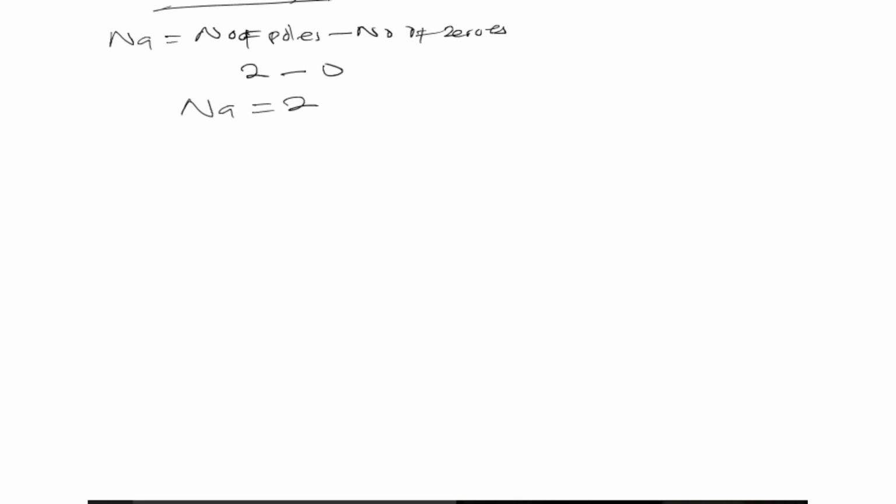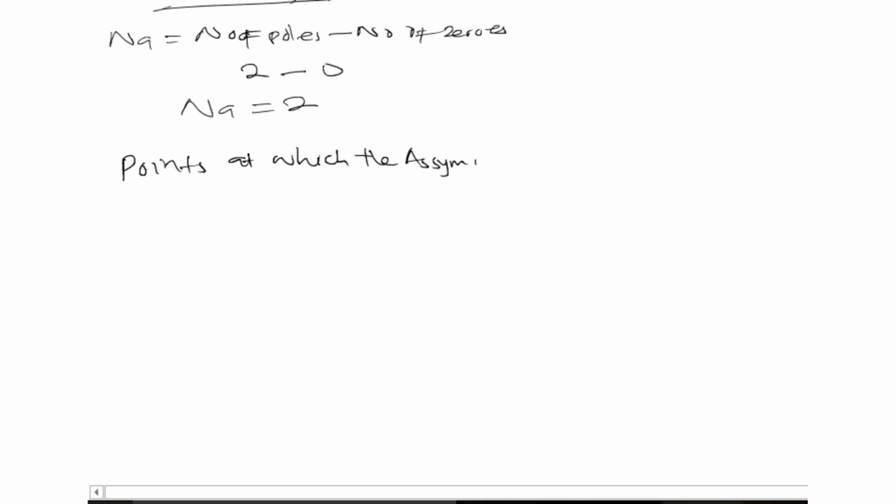Okay, now since we have found the total number of asymptotes to be 2, the next step is for us to determine the point at which the asymptotes cross the real axis. With this point, we will try to verify the direction at which the two poles emanate. The point at which the asymptotes leave the real axis, there's a formula for us to find that point.